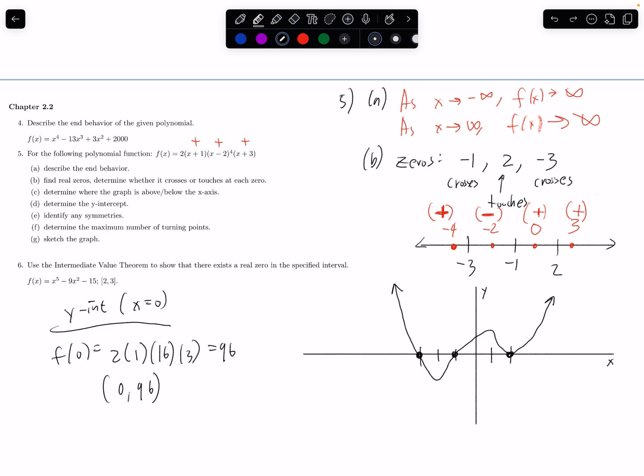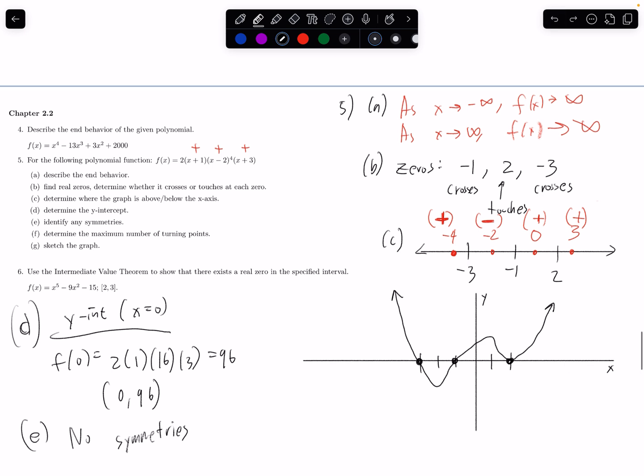Symmetries: no symmetries. You can check by plugging in negative x and notice that it doesn't equal the original, and it's also not the opposite of the original. Determine maximum number of turning points. I guess I should write that down. Yeah, I should be labeling these things. So we determined above and below here. The y-intercept was over here. Part E, no symmetries. I can also just tell by looking at the graph that I already did.